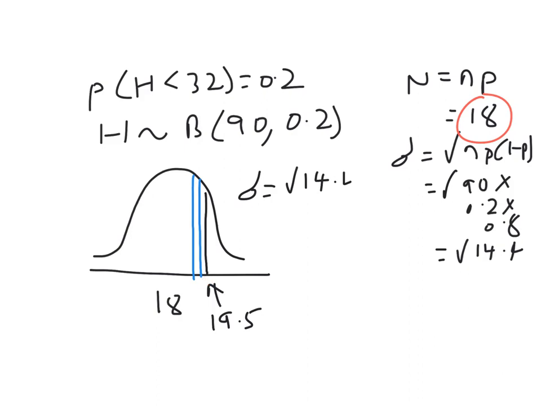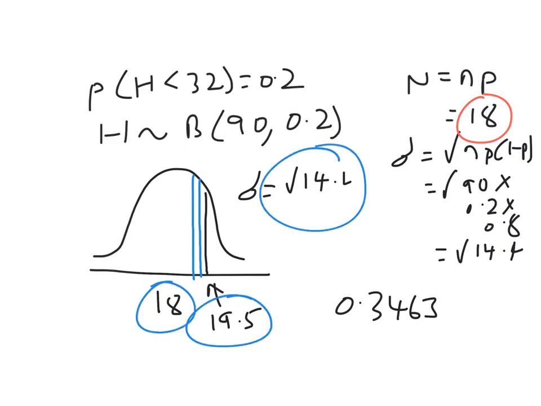So looking this up on the calculator tables gives 0.3463. The lower number is 19.5. The mean is 18, and the standard deviation is the square root of 14.4.